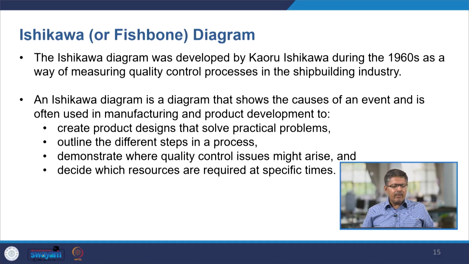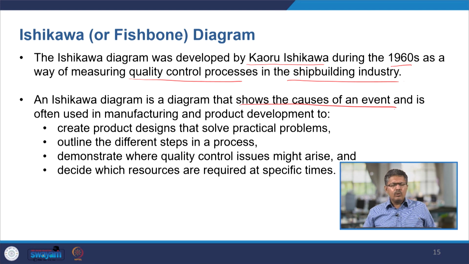The next method that is used is the Ishikawa or the fishbone diagram. Now, this diagram was developed by Kaoru Ishikawa in the 60s as a way of measuring quality control processes in the shipbuilding industry. But later on, it found lot of use in various fields. So, it shows the causes and effects of an event and is often used in manufacturing and product development.